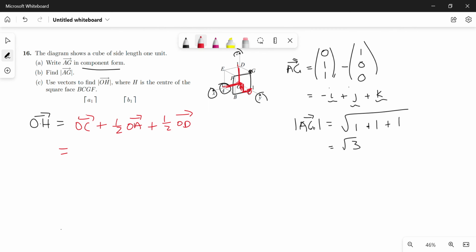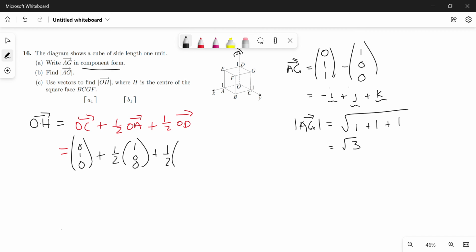So O to C is, I need to just rub that out so we can see better. Alright, if I go from O to C, I'm just going on the y-axis 1, so the other ones are 0. And then O to A, we already know that one. And then O to D, D is just up the z-axis. So what we've got here is just a half from that one, a full J from that one, and from K we've got a half as well.